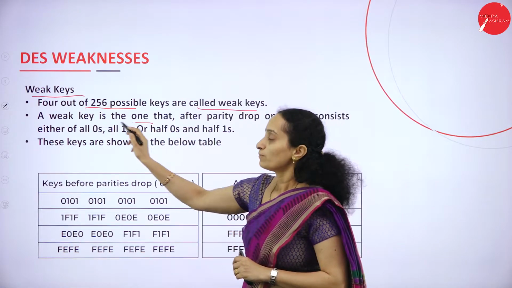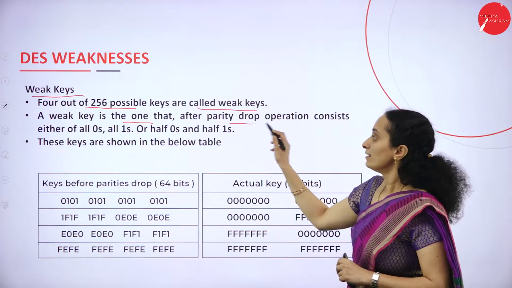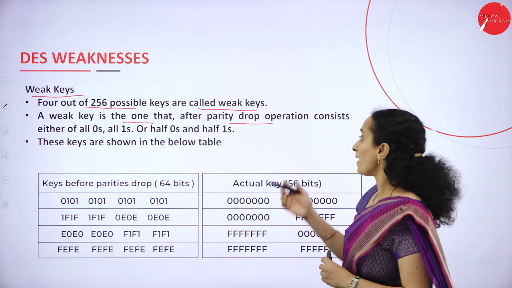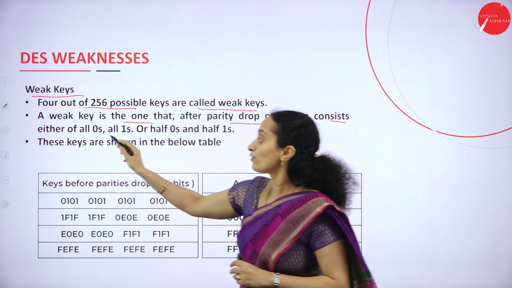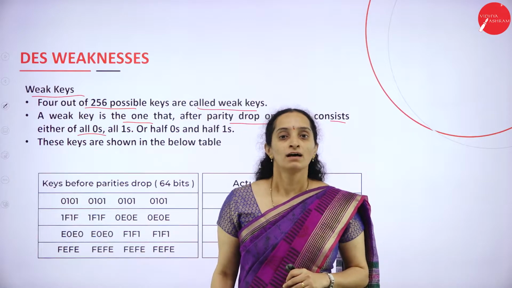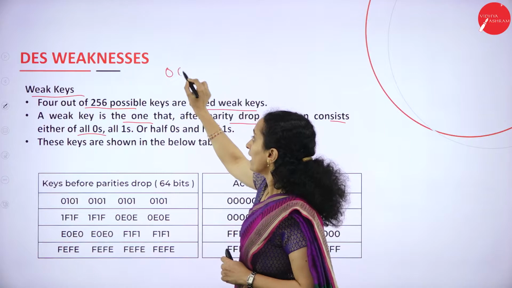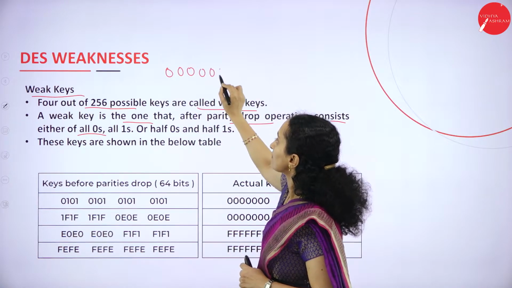Which key can you call a weak key? It is the one that, after dropping the parity bits, consists of all zeros. Why it is a weak key is that however you permute the key, if you have even 10 zeros.